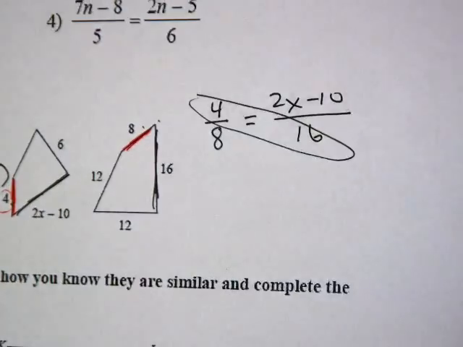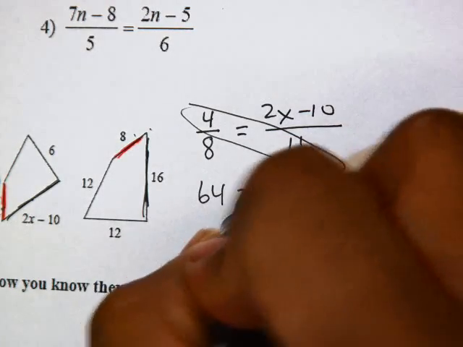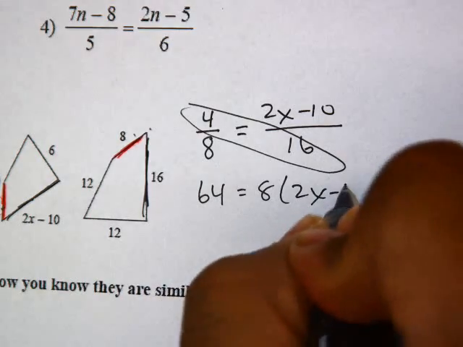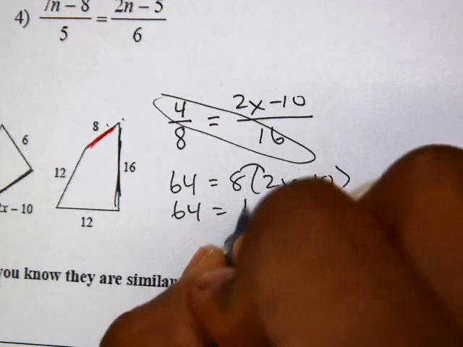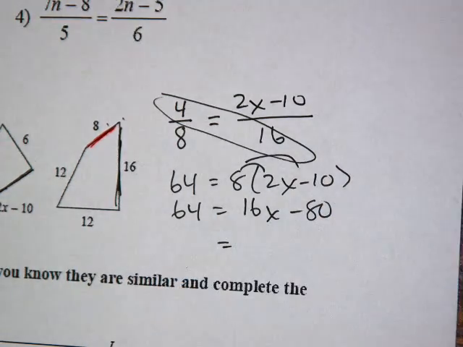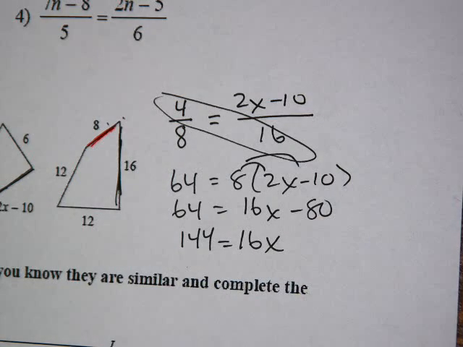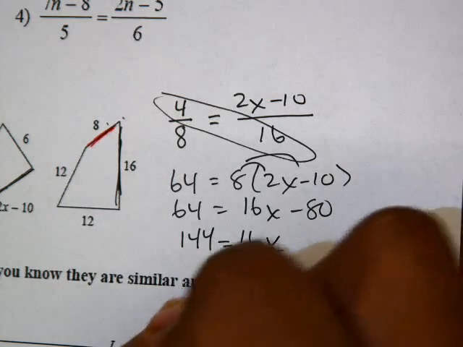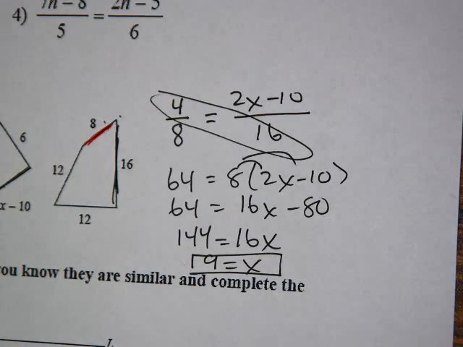Cross multiply. 4 times 16 is 64. 8 times 2x minus 10. Distribute the 8. 16x minus 80. Add the 80, is 144. Divide by 16 is 9. X is equal to 9.